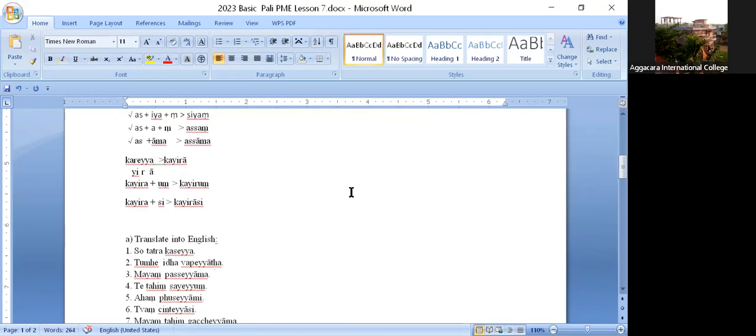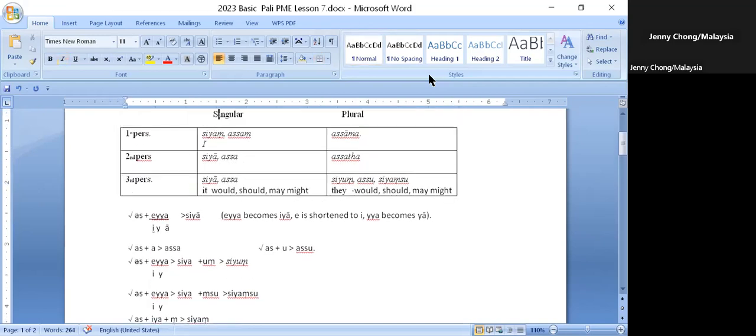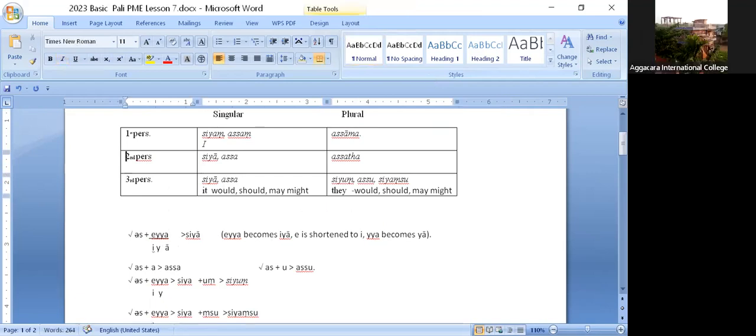So now... Sorry, Jenny. How do you proceed? Is it possible you just use one of these words to construct a simple sentence, so that we know how to use it? Okay, so let's say siya. Let's say it's like it will be. So how could it be, maybe, let's say kasako siya, right? He might be a farmer, that's all. Right? Or asa.